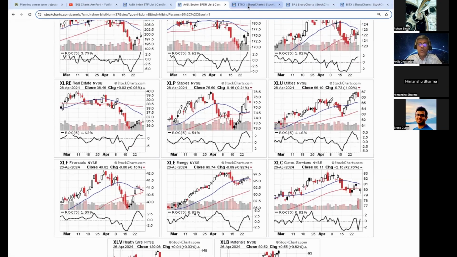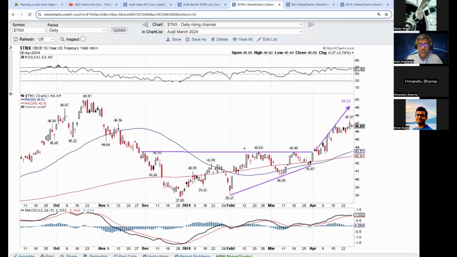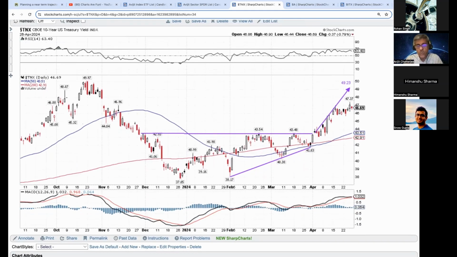And I had talked about going to the 10-year yield chart as a barometer. This has been a favorite pattern of mine. I've been showing it for the last few weekly analyses. This is a classic ascending triangle. Why is it an ascending triangle?